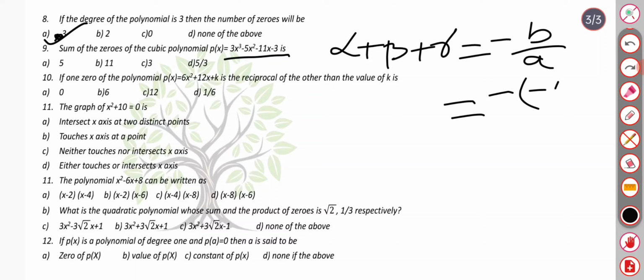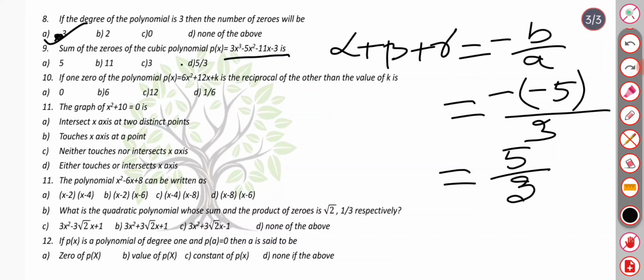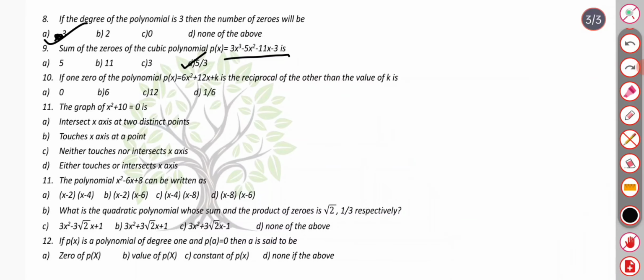-5. b हो रहा है -5. a how much you are getting? 3. So minus minus plus, so 5/3. It is option number D. ऑप्शन नंबर डी हम लोग का करेक्ट हो रहा है यहाँ पर. ओके, लेट्स मूव टू नेक्स्ट क्वेश्चन.